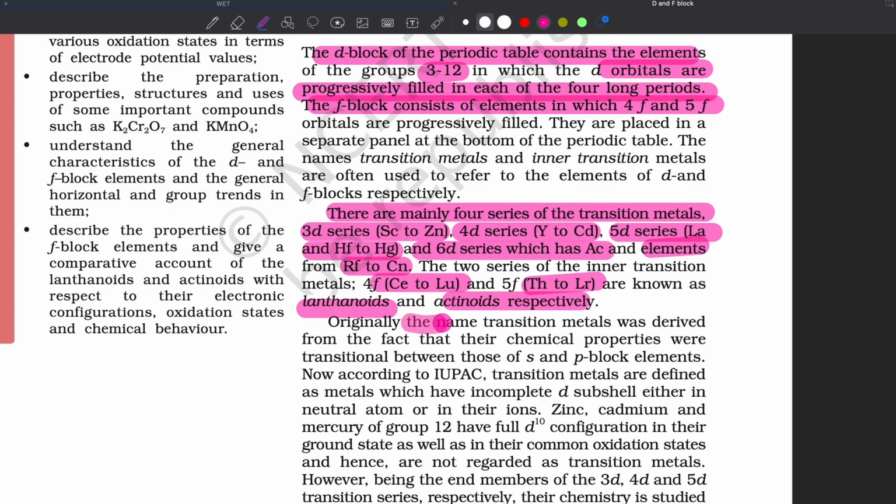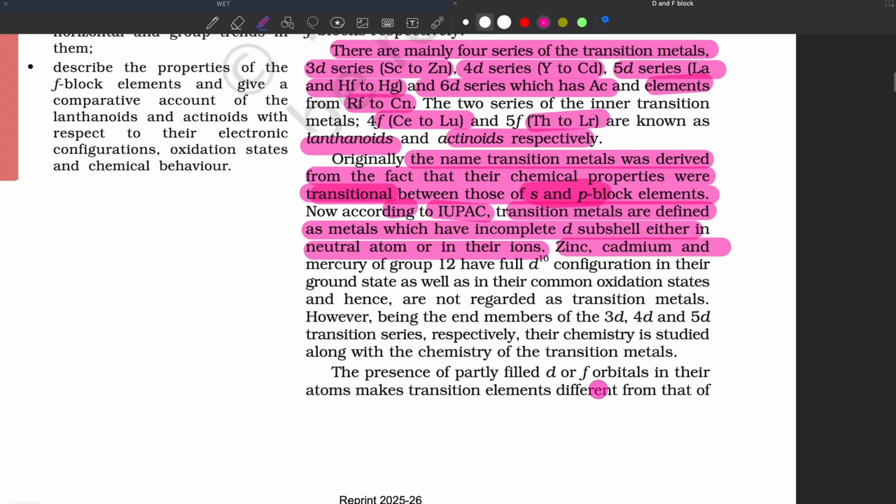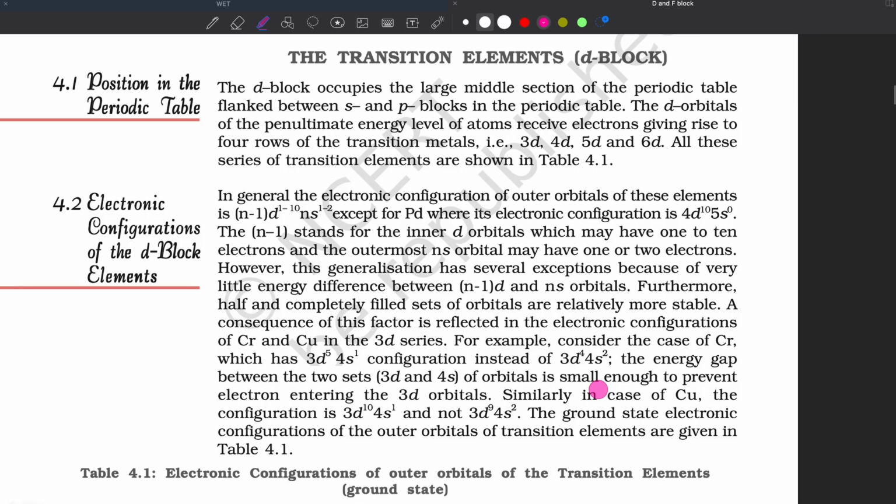Originally, the name transition metal was derived from the fact that their chemical properties were transitional between those of S and P block elements. So most of the D block elements are also known as transition metals. Why? Because their properties are in between S and P block elements. According to the IUPAC system, transition metals are defined as metals which have incomplete d subshells either in neutral atom or in their ionic state. We'll come to that, zinc, cadmium. Electron configurations are given here for D block elements.